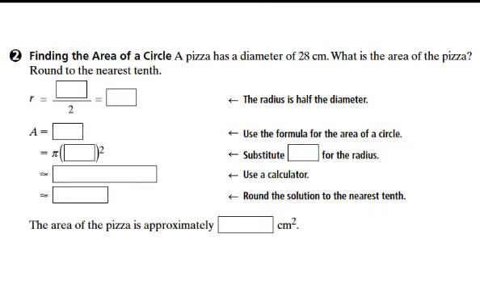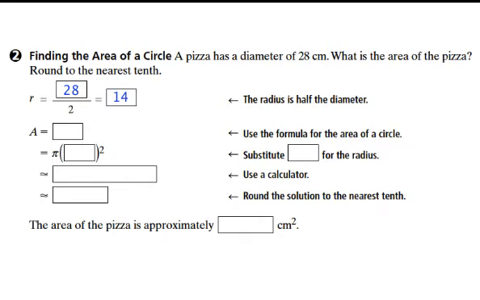So we have to find the radius first. Radius is half of the diameter. So we're going to take 28 and divide by 2, which gives us 14. So our radius is 14. In this example, we've written it down, but in your homework, I'm going to allow you to figure that out and not have to show the work finding the radius.